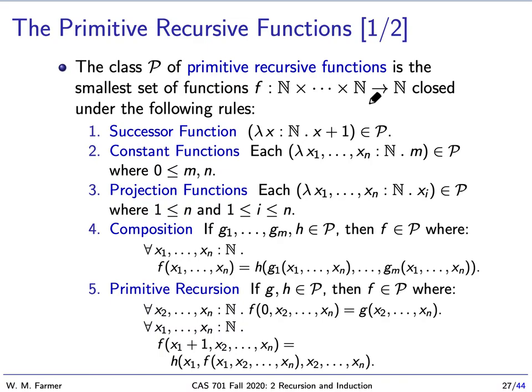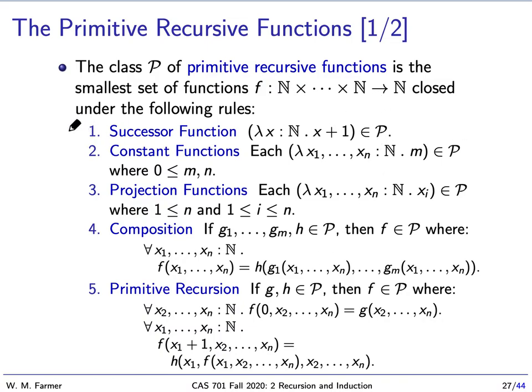So there's a class of functions called primitive recursive functions. These are functions on the natural numbers. They take any number of inputs that are natural numbers and return a natural number. All of these functions are computable. You can compute them by writing a program to do the work. They are also all total. And they're defined as a set of functions that are closed under certain rules. So let's go over these rules.